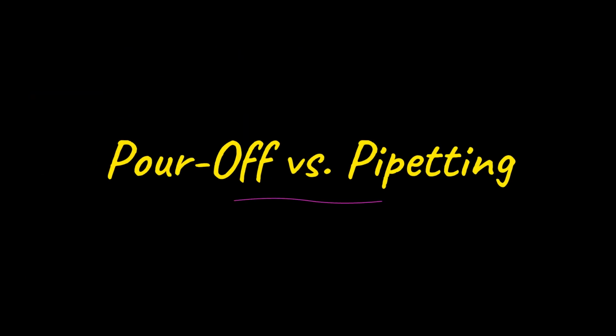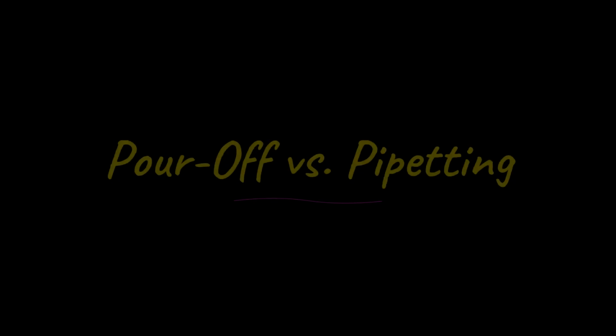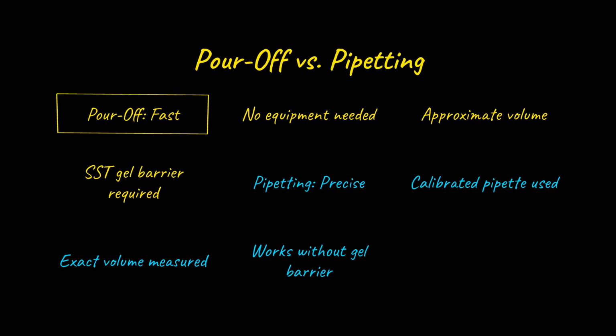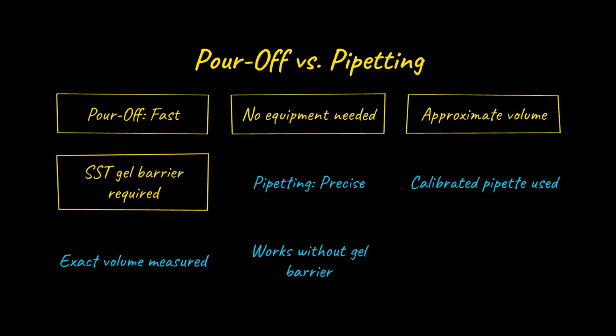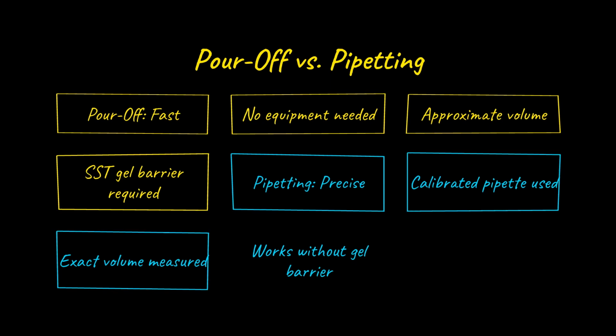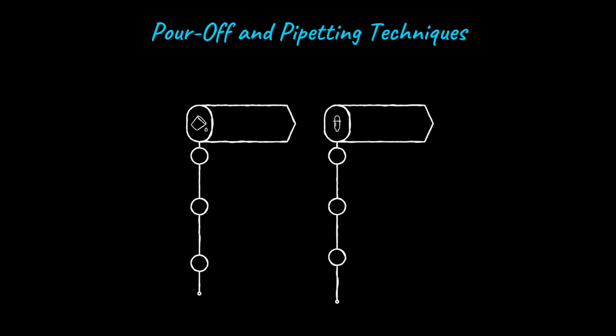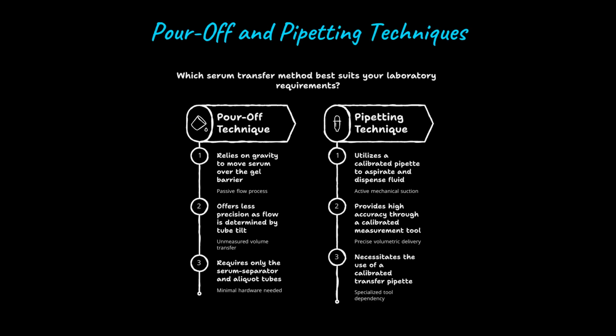When moving serum or plasma from a primary tube into an aliquot tube, the laboratory chooses between two transfer techniques, pour-off and pipetting. The choice is driven by the test requirement, not personal preference. Pour-off is fast, requires no pipetting equipment, and relies on the gel barrier in an SST tube to keep cells away from the serum. Pipetting is slower but delivers a measured, exact volume, essential for reference tests or tubes lacking a gel barrier. During pour-off, the tube tilts and gravity carries serum across the gel surface, while the gel acts as a check valve, keeping cells trapped below.